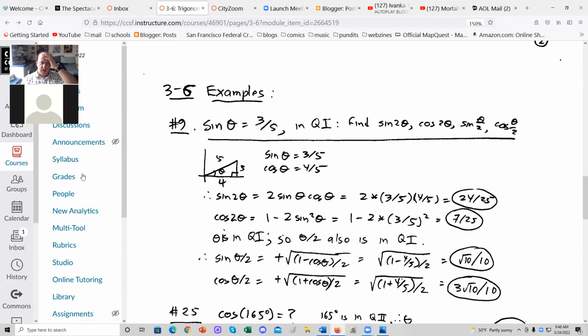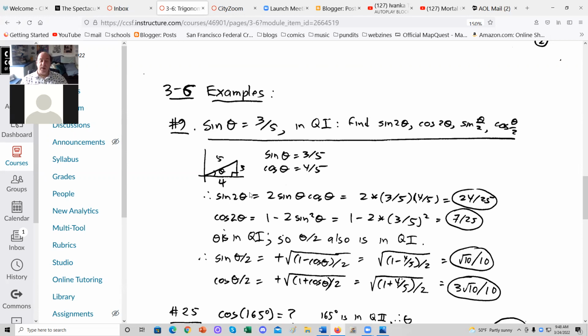Okay, we start with theta. Its sine is 3/5. So we draw this right triangle in the plane. The opposite side is 3, the hypotenuse is 5, and by Pythagoras we can derive that the adjacent side is 4. So if it's in quadrant 1, sine theta equals 3/5, cos theta equals 4/5. Quadrant 1 makes these both plus. So it's easy enough to calculate.